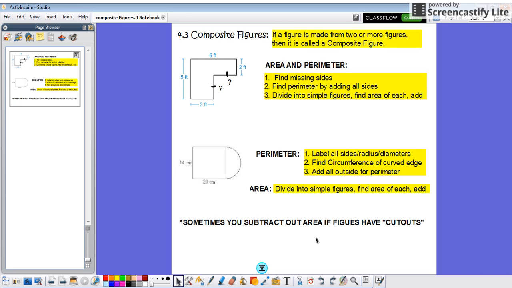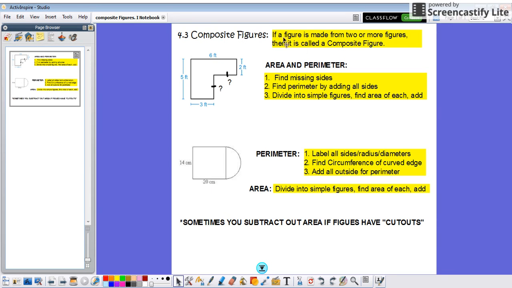Hi, so this video is going to be your page in your interactive notebook for composite figures. Pay attention to the top part of your screen where it says 4.3 Composite Figures. That could be your title. However, if you have the paper that you got from your teacher that's probably green, it's already on there, and it tells you what a composite figure is.